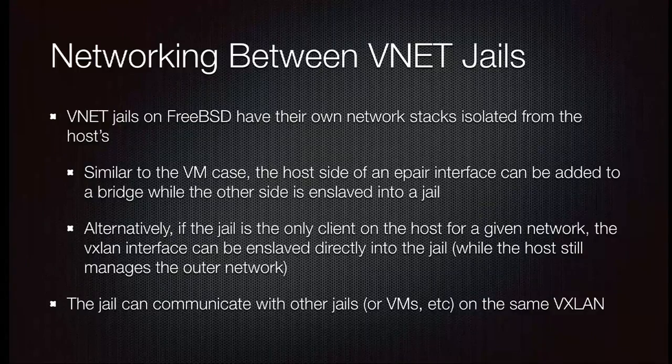Second case, if you've only got one jail on a machine that needs to be on this network, the host doesn't need to know about it really at all. You bring up the VXLAN interface, enslave it directly to the jail, and then that's the jail's interface. It can talk to other machines on that network, whether there are other jails on other hosts, VMs on other hosts, or machines directly on that VXLAN. The jail is doing the outer network layer, but it doesn't have an IP on the inner network or really need to be involved with that any further.